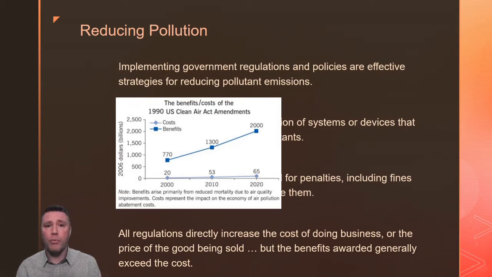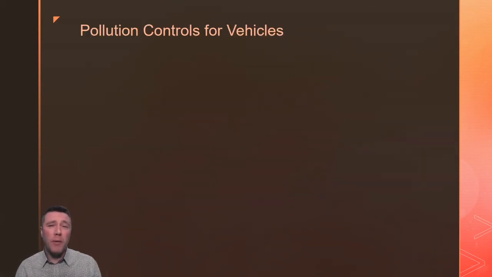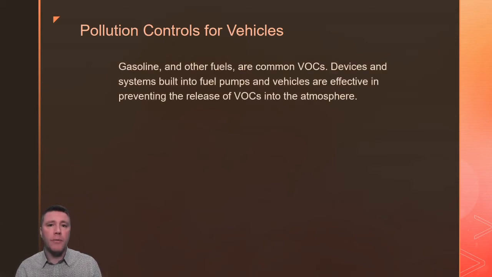also reduces premature mortality. In the world, there are nearly 1.5 billion vehicles, and this includes over 270 million vehicles in the US alone. The fuels, like gasoline and diesel, that are used to power automobiles are volatile organic compounds that readily evaporate and escape into the atmosphere. In order to decrease the amount of VOCs released, devices are built into fuel pumps and into vehicles themselves.